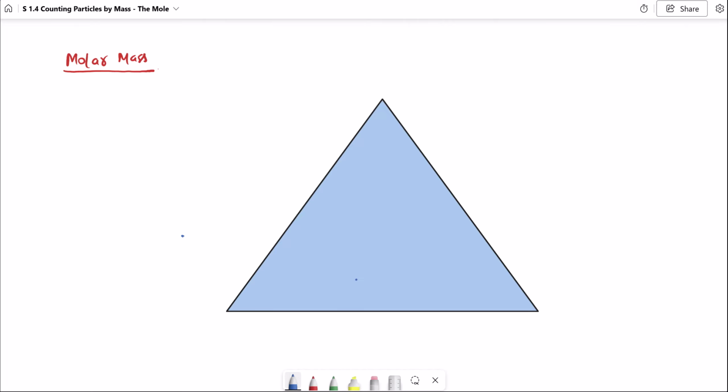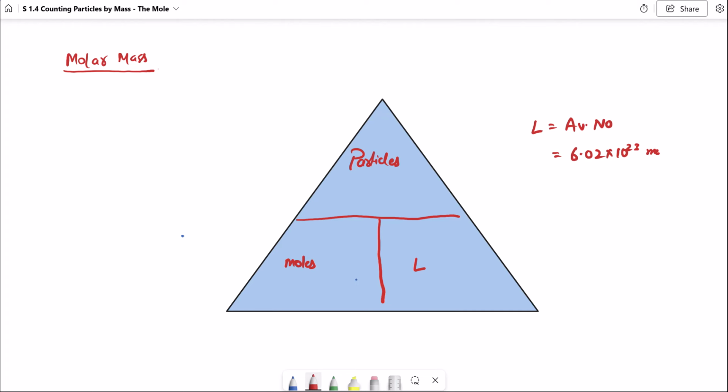Okay, fair enough. So let me take a triangle and divide it into three parts like this. This is particles, this is moles, and this is L. Now what is L? L is Avogadro's number, and we know the value is 6.02 into 10 to the power 23 per mole.